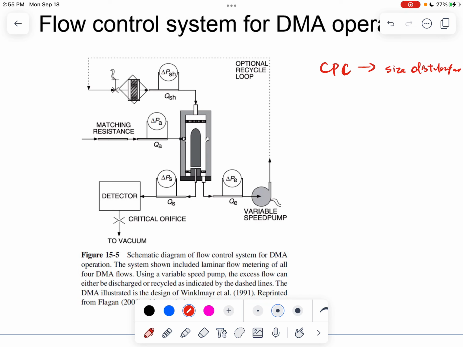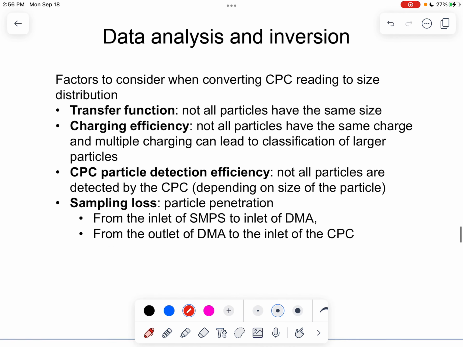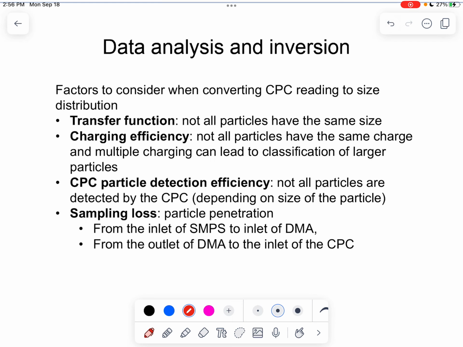So here I'm just showing you this schematic diagram of the DMA operation again. So we're basically introducing the aerosol flow here. We have the pumps to pull the sheath flow and introduce the sheath flow, and then the aerosols are being introduced to the CPC, right? So we introduced that the DMA voltage can be converted to particle size, but it seems that converting the CPC concentration into the actual dN/dlogDp is way more complicated than we thought, right? So we need to consider these factors.